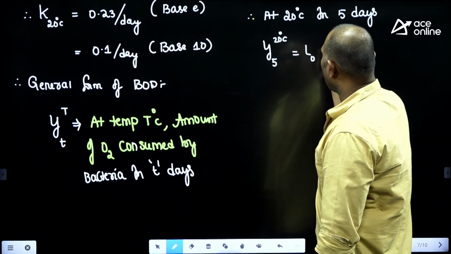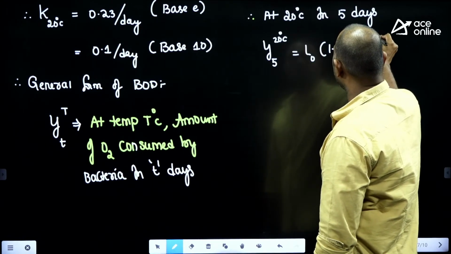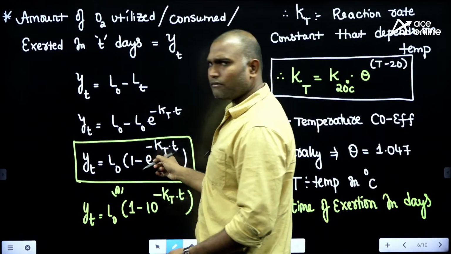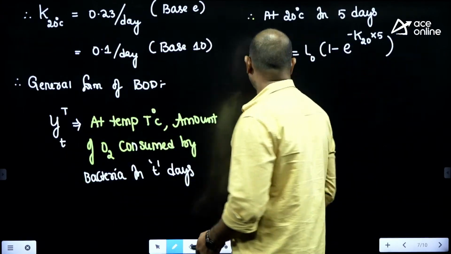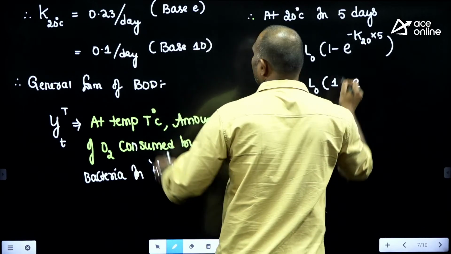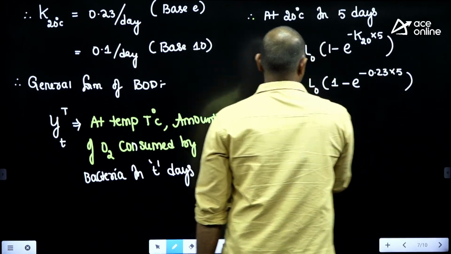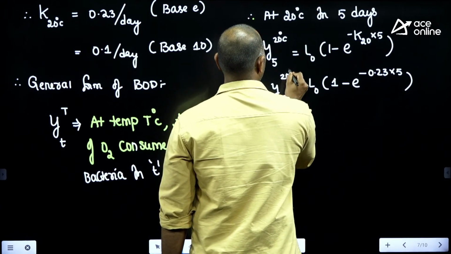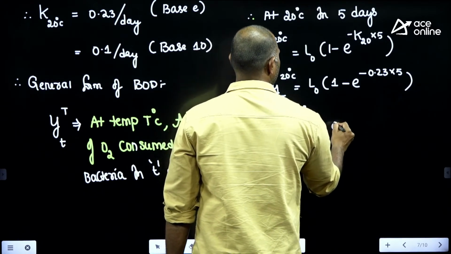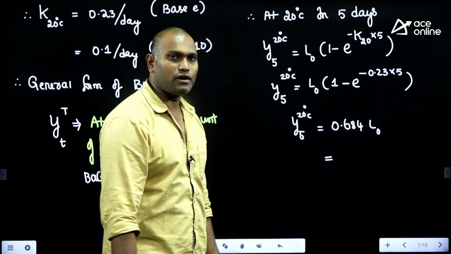At 20 degrees centigrade in 5 days, Y5 at 20 degrees centigrade is equal to L0 into 1 minus e to the power of minus K20 into 5 days. That's KT, which becomes K20 degrees, and time is 5 days. Now if you substitute, 1 minus e to the power of minus 0.23 into 5, then the 5-day BOD at 20 degrees centigrade will become 0.684 L0.